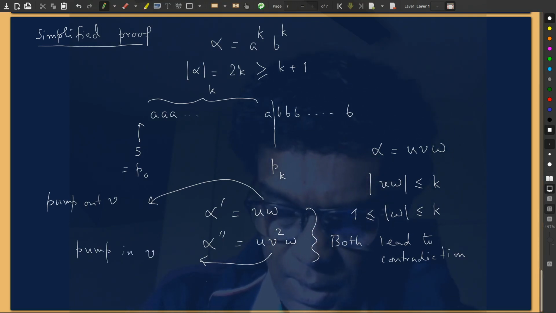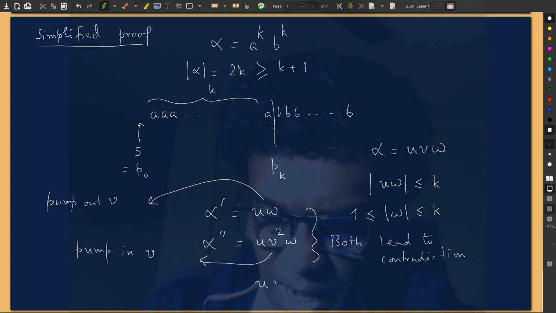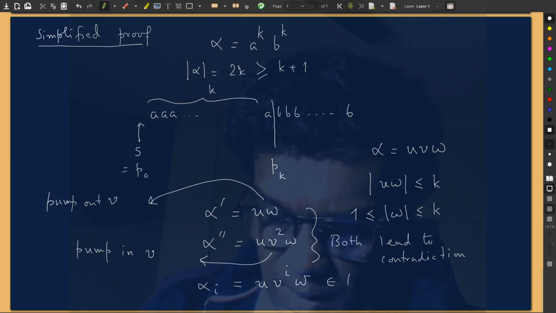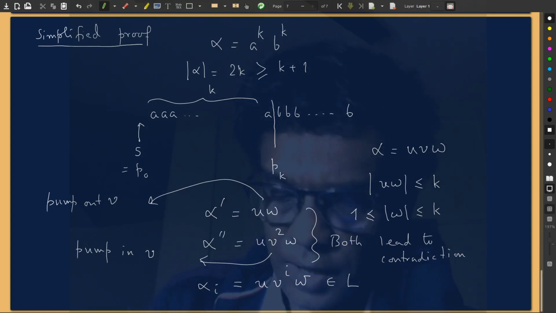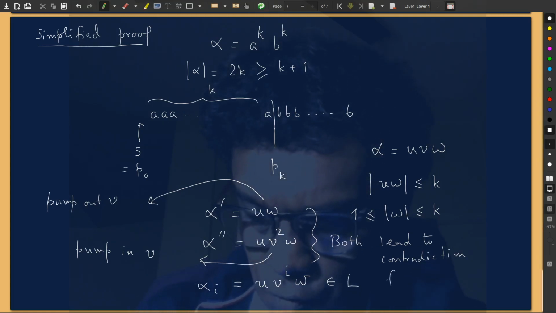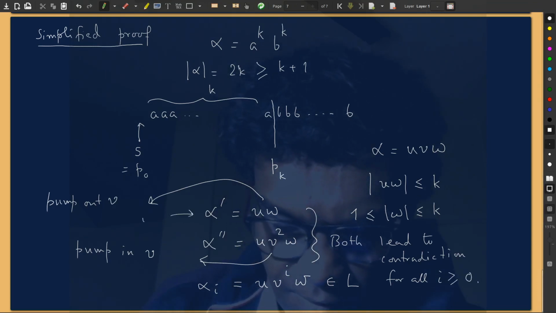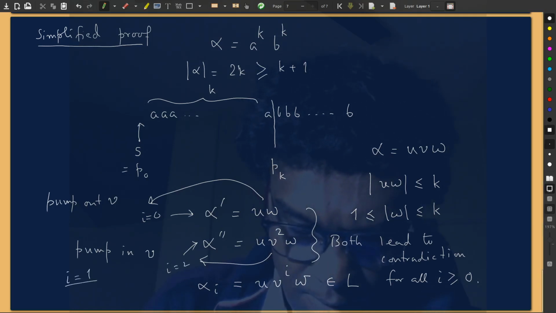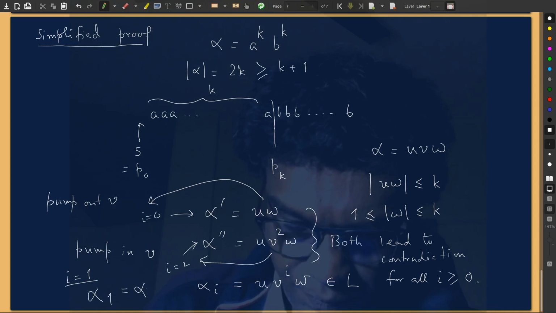In fact, you can see that for any i greater than or equal to 0, if I call this alpha i, this is in L. The machine is going to accept it. And this is true for all i greater than or equal to 0. So i equal to 0 is this case. i equal to 2 is this alpha double prime case. i equal to 1 is nothing but UVW, which is alpha. Alpha 1 is alpha.